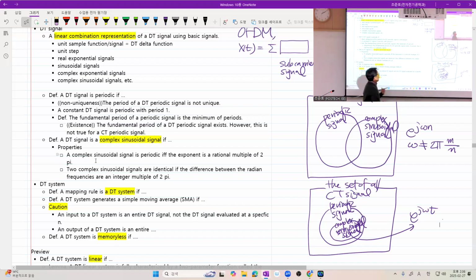Got it? Anyway, and then we started to talk about discrete time systems, and the definition is very simple. There is a mapping rule, which means that something goes in and some other thing goes out. This mapping rule admits a discrete time signal, and generates another discrete time signal. In that case, this mapping rule is called a discrete time system. Got it?